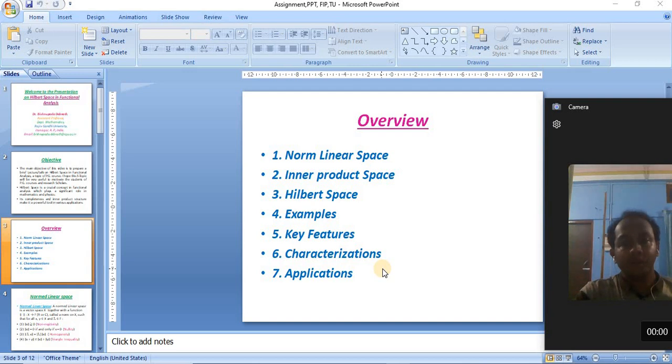The entire talk is divided into 7 sections. The first section is normed linear space, second one inner product space, then Hilbert space, and examples, some key features and characterizations, and finally applications in various fields.